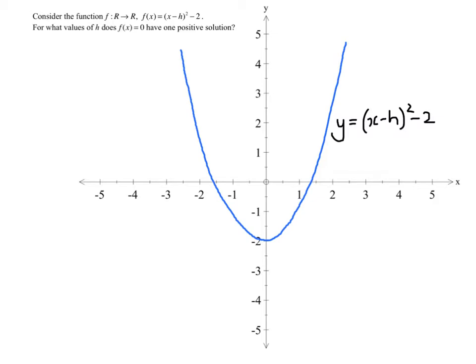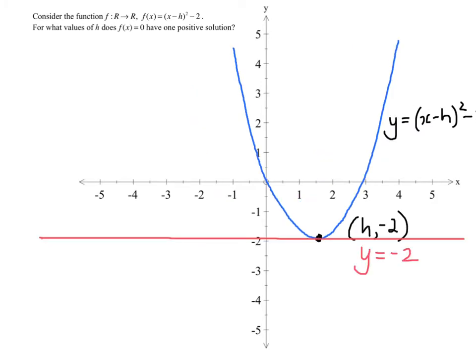Of course, this graph has a turning point at (h, -2). In this case, h is 0. So we can put in the turning point (h, -2), and it might be an idea, just to guide us through the translations, to put in another line. That line is y = -2. That's just to guide us through how this graph moves or is translated.